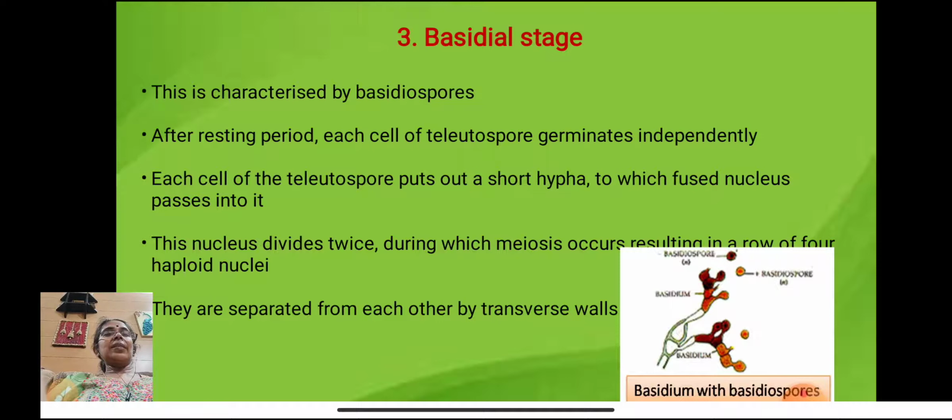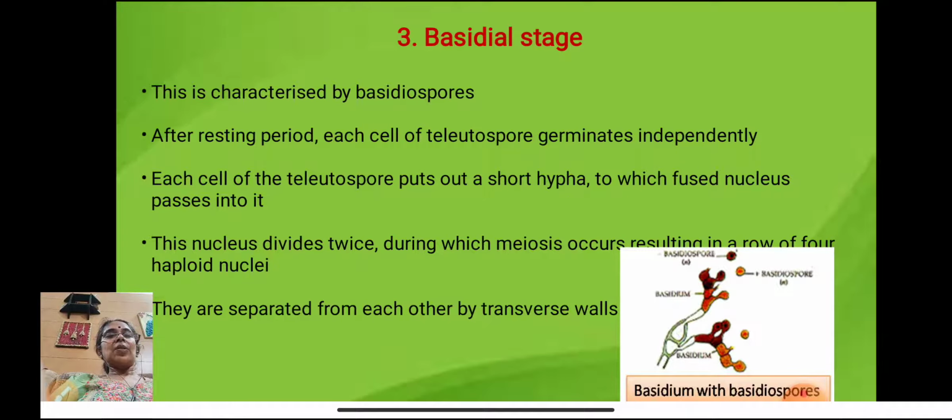Coming to the third stage, that is the basidial stage. This is characterized by the formation of basidiospores. The teleutospores, after taking a period of rest, germinate independently and produce the basidiospores. Each teleutospore is a bicelled and binucleate spore. From each cell of the teleutospore, a short hypha arises. The two nuclei present in the teleutospore now fuse to form a diploid nucleus.